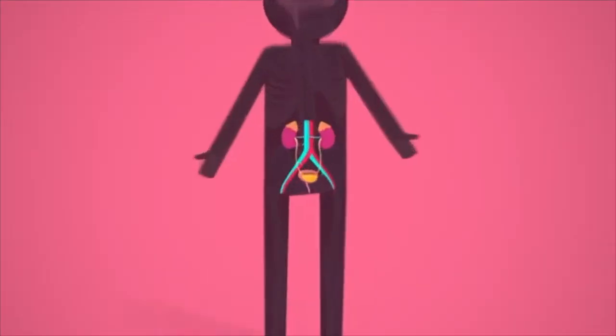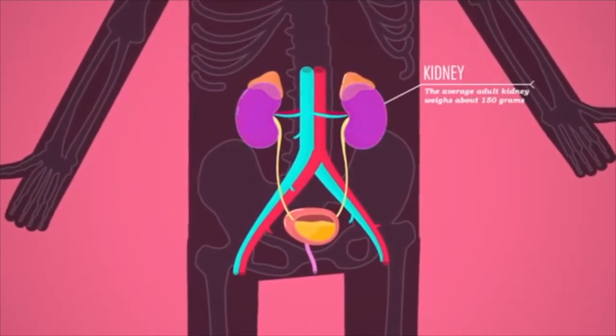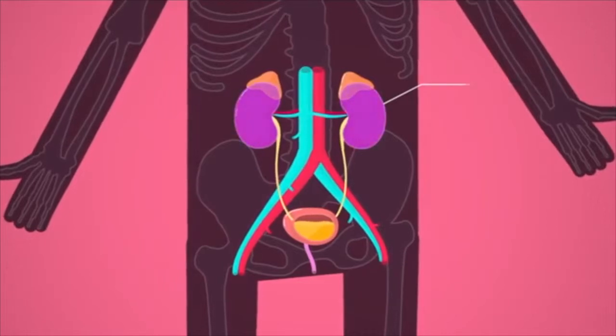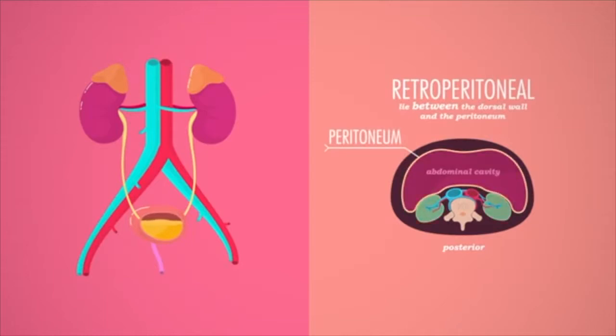So let's take a look at some basic pee-making anatomy. Your kidneys are a pair of dark red, fist-sized, bean-shaped organs that sit on each side of your spine against the posterior body wall. Kidneys are retroperitoneal, which means they lie between the dorsal wall and the peritoneum, the membrane that surrounds the abdominal cavity, rather than inside the cavity itself, like your intestines and stomach do.